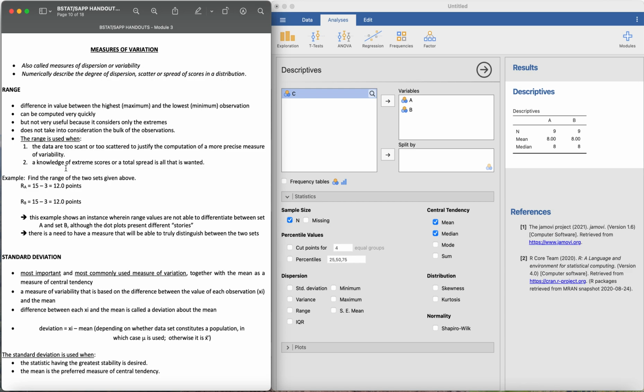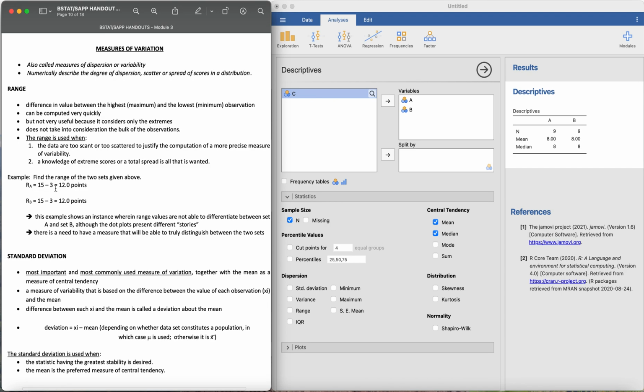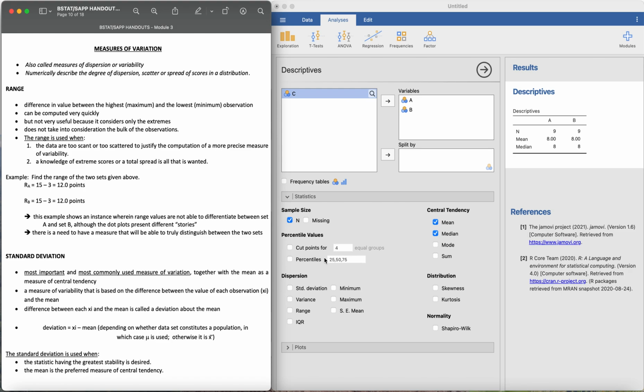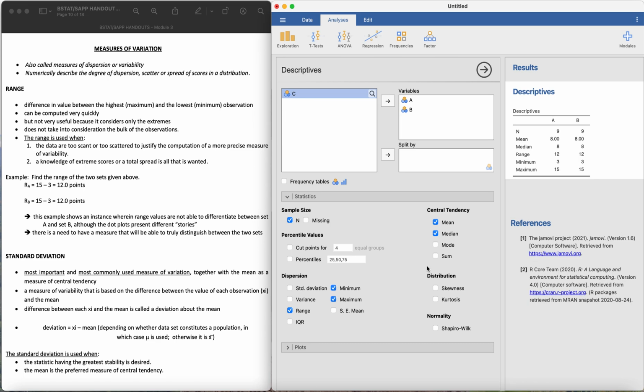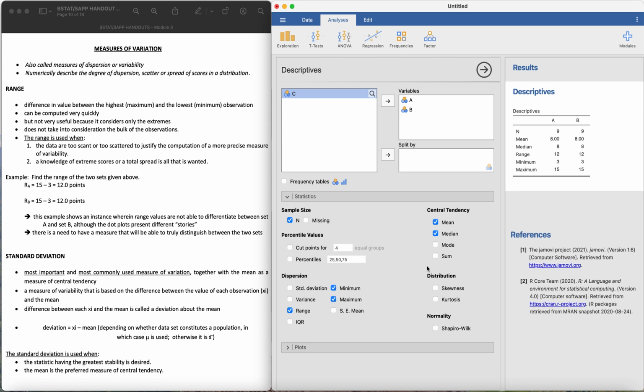So again, how do we get the range, just the maximum score minus the minimum score? Remember, in our Excel, we didn't get this option of getting the range directly. You can actually just click here in Jamovi and click the checkbox for the range. So the range is both 12, which is also satisfied in this handout. If you want the minimum and the maximum value, you can just click on the maximum and minimum value, and then it will show you this.